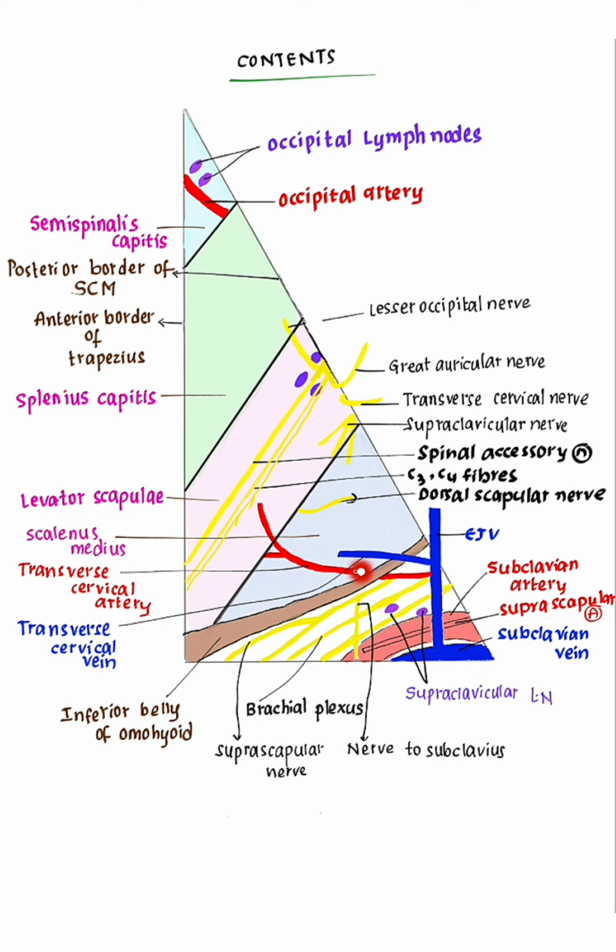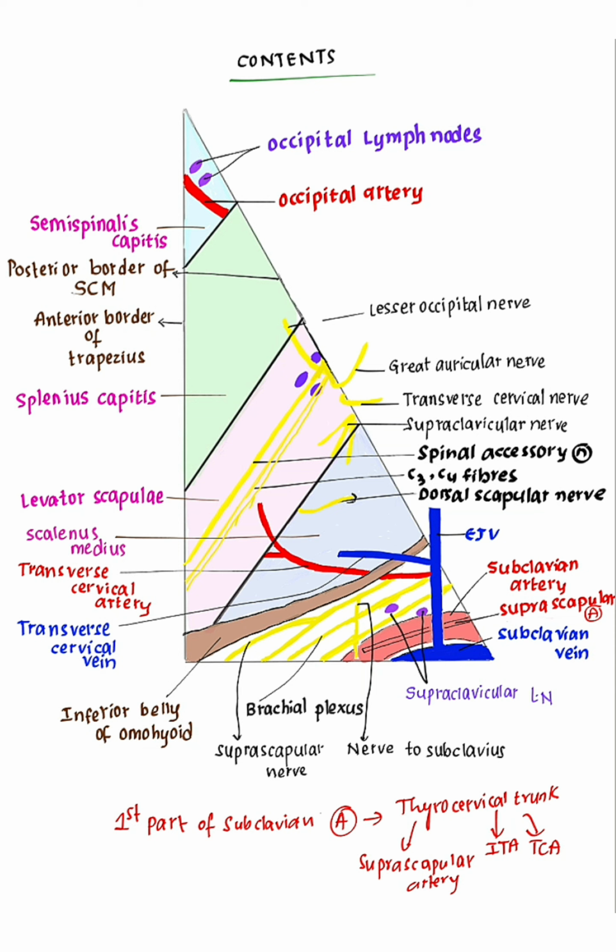Transverse cervical artery is a branch of the thyrocervical trunk. The thyrocervical trunk is a branch of the first part of the subclavian artery. The thyrocervical trunk gives three branches: suprascapular artery, inferior thyroid artery, which supplies the thyroid gland, and the transverse cervical artery.